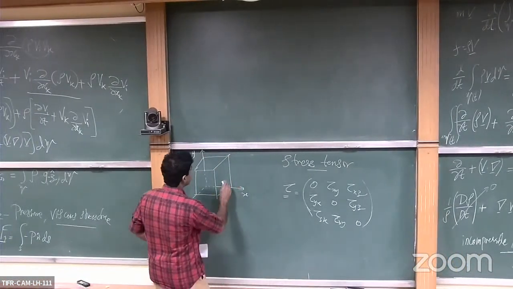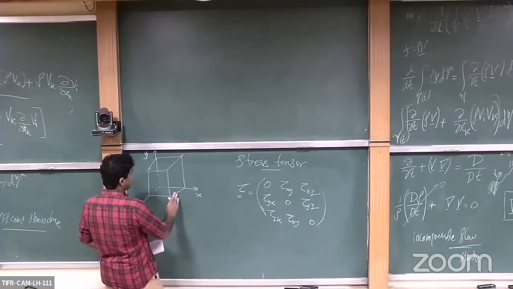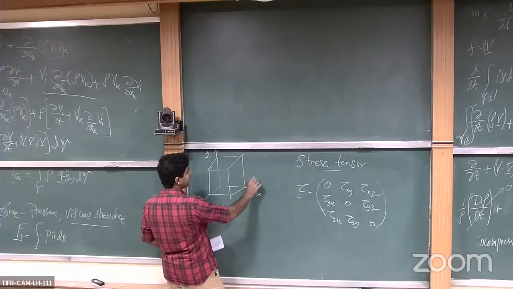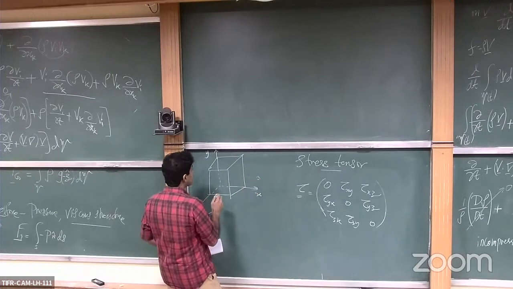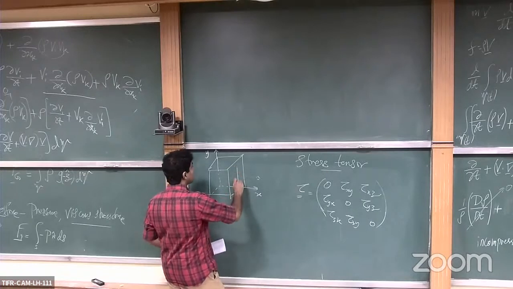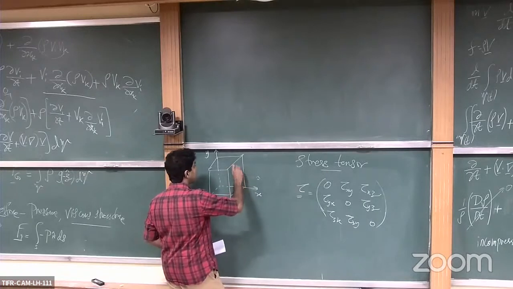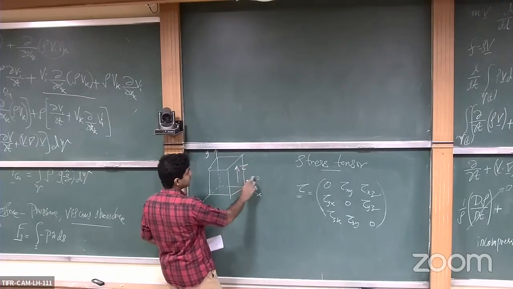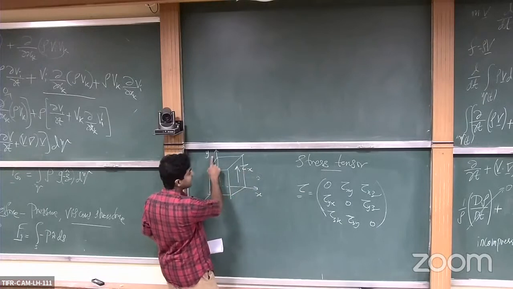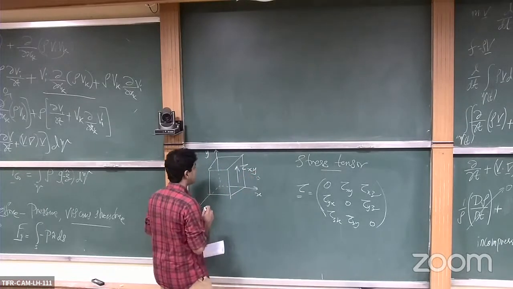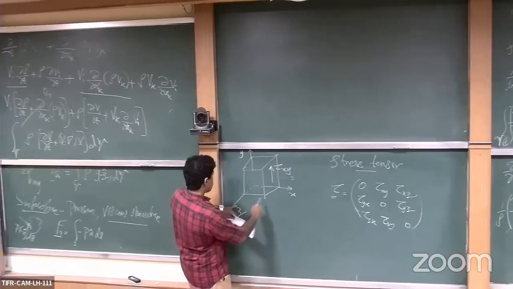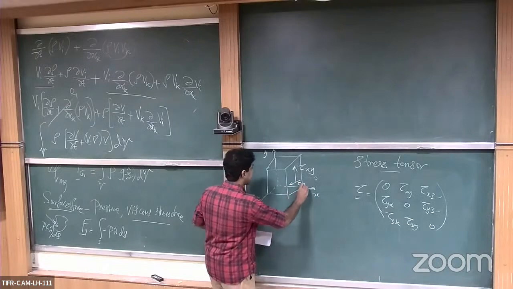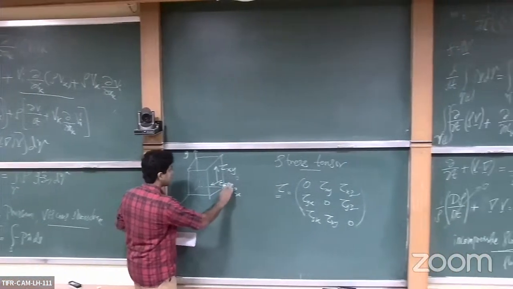And the way we draw this, we define a plane. Say this plane is cutting the x-axis, so the unit normal to this plane is x cap. The stress will be tangential on this plane. The first index denotes the plane it's acting on. So this is the x plane, and it's going in the y direction, so it's tau xy. And it will have a component in this direction: again the x plane, but acting in the z direction, so this is tau xz.